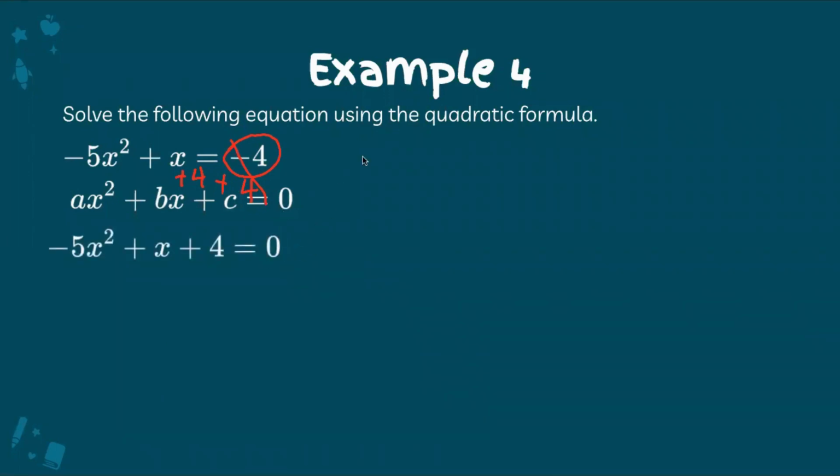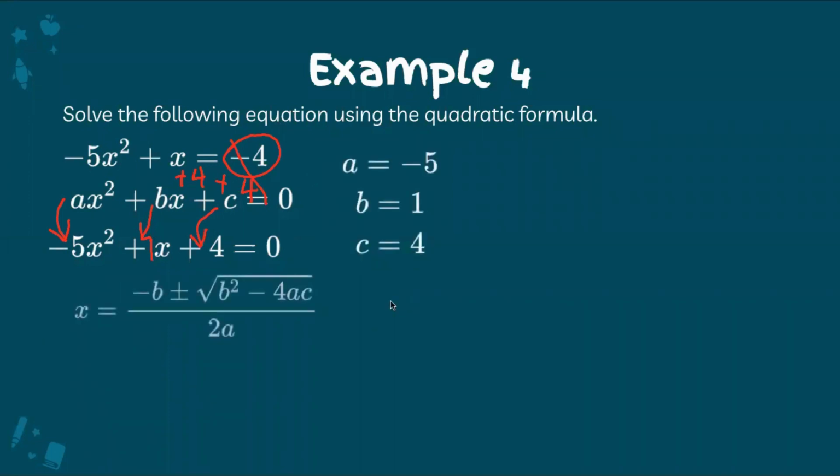And now you can go ahead and identify your a, b, and c values. A value would be negative 5, b value would be 1. If you don't see anything in front of your variable, you can just know that it is 1. And then your c value would be positive 4.